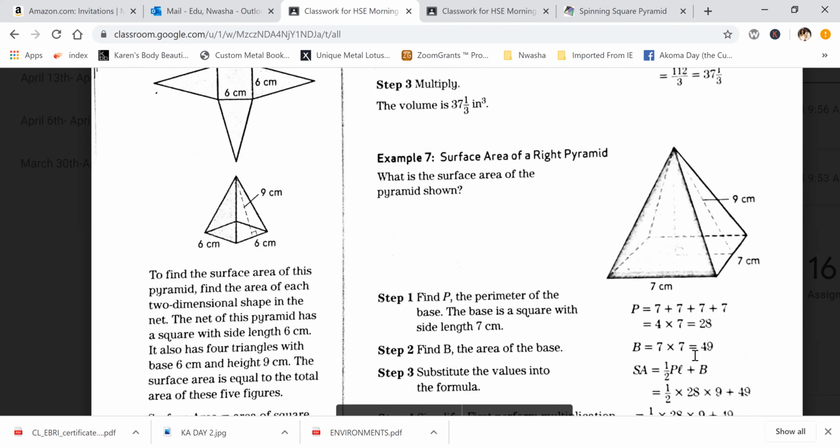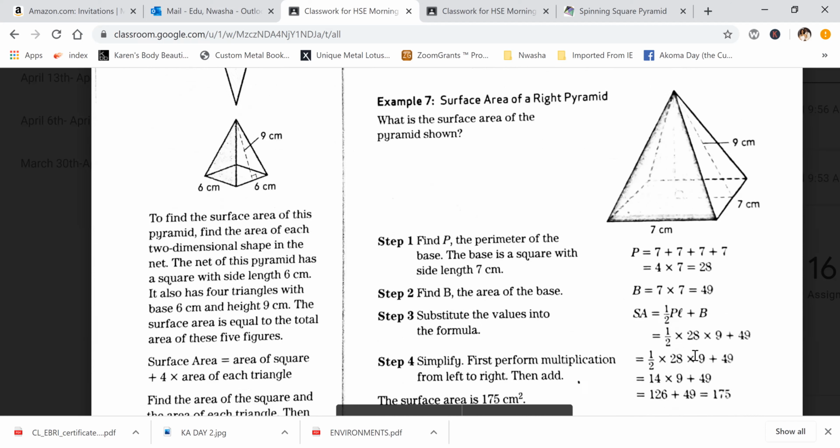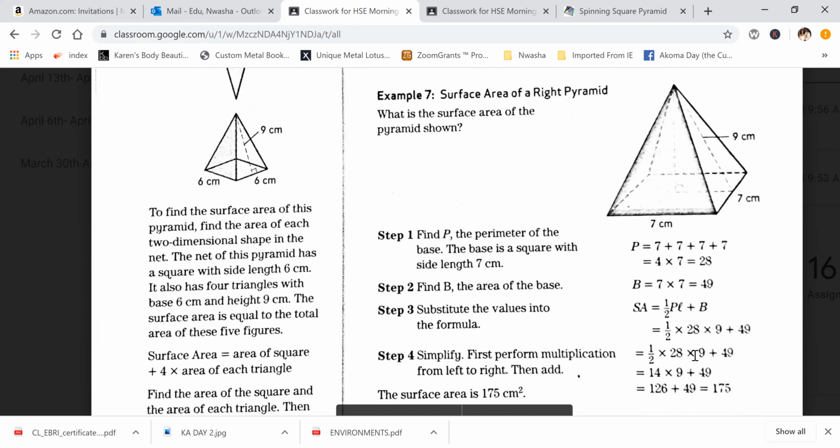The surface area, now you're using the next formula, find the perimeter of the base. This one is 7 as a square, so it's going to be 7 plus 7 plus 7 plus 7, or 4 times 7. So they're just telling you 2 different ways to find the perimeter of a square. You can either add up all the sides, or you can just multiply because all the sides are the same anyway. Either way, you're coming up to the number 28. So the capital P, the perimeter of the base, is 28.